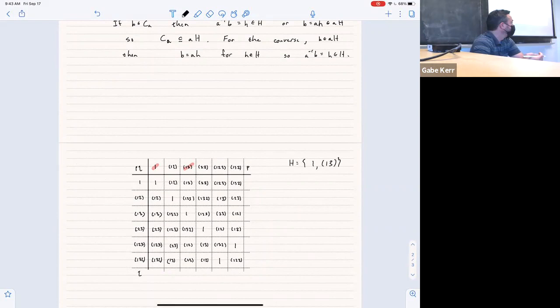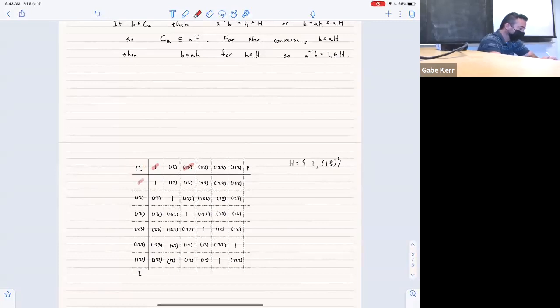Now I want to look at the cosets. To look at the cosets, because I'm writing things to look at the left cosets, there is a notion of right cosets, which is what you think it is. You just multiply everything on the right. But to look at the left cosets, I probably should highlight these in the column on the side. This is my group, 1 and (1 3).